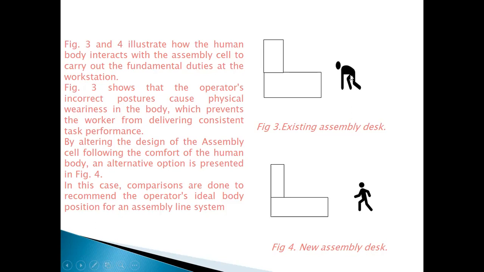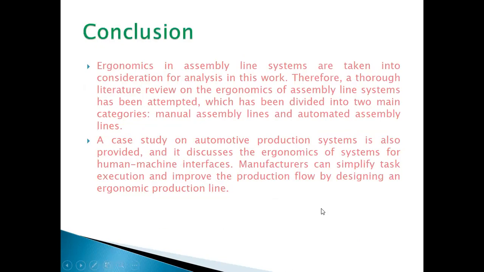Thereby we can alter the mechanical body motion of the human operator by adjusting the height of the assembly desk in a way that is convenient to the assembly operator. That will be much easier to operate in a more flexible way. These are the comparisons given in the previous slide, figures 3 and 4 respectively.